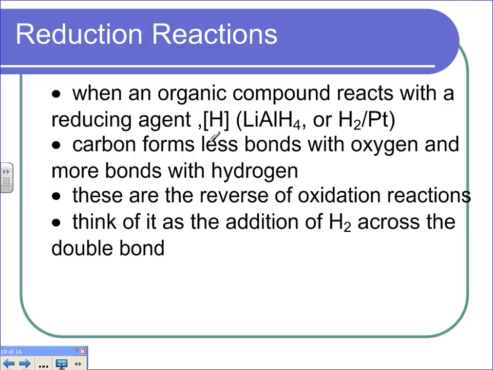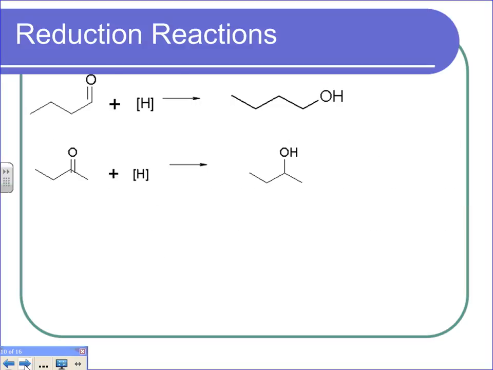Just like we had the square bracket with the O, we'll use a square bracket with an H to represent a reducing agent. You can think of reduction reactions as an addition of hydrogen across the double bond. So when you've got an aldehyde, I like to think about it as an addition across the double bond. So I'm losing the double bond, I'm bonding OH and then the CH, so I'm left with an alcohol of the same length.